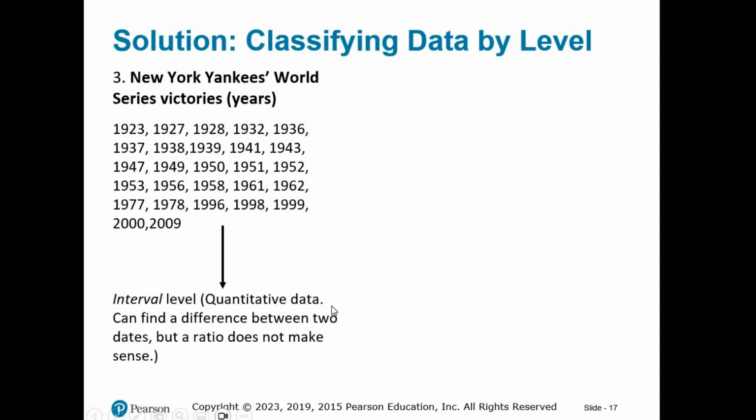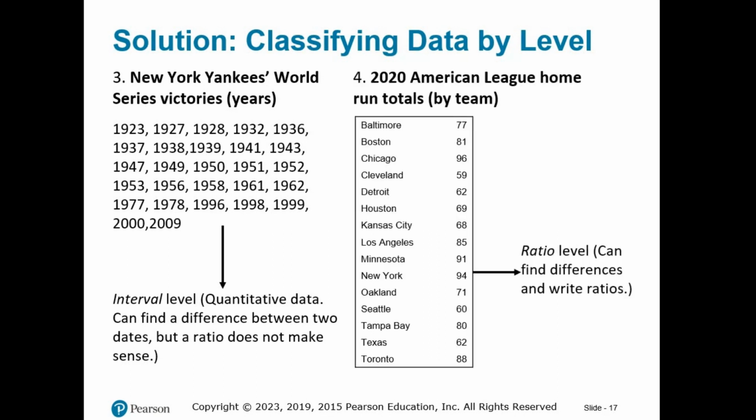The third set has quantitative data, and differences between two dates does give us useful information. However, year 0 would not mean the absence of time, and dividing 2 years by each other would not make sense. So this data set is at the interval level of measurement. The last set is quantitative, and both differences and ratio of number of home runs totals make sense in evaluating the data. Also, a 0 would mean no home runs were made, which would definitely affect the data. That means this set is at the ratio level of measurement.